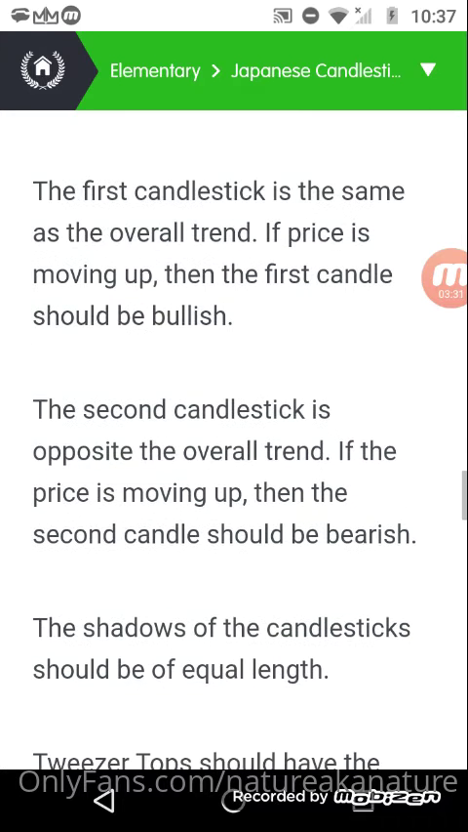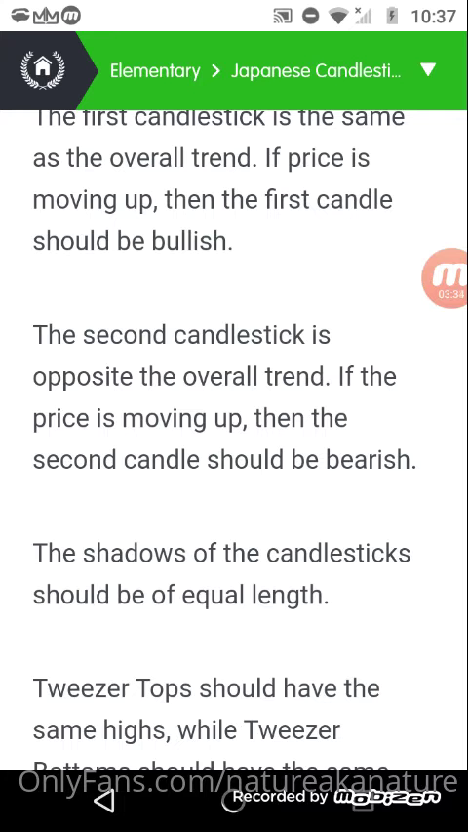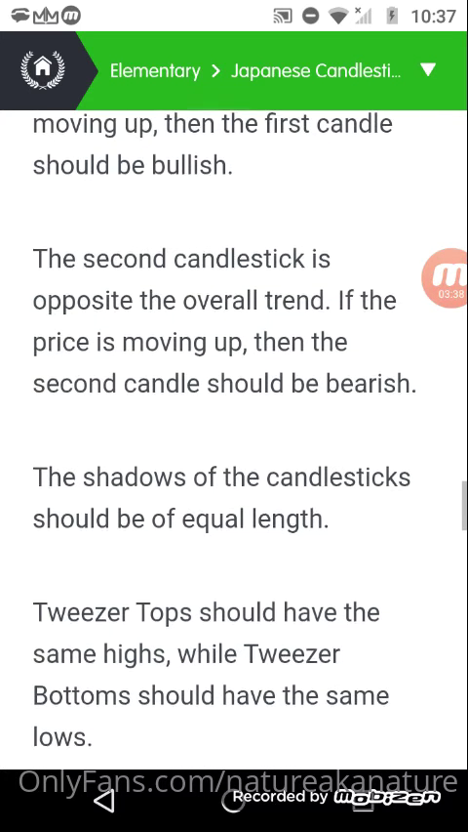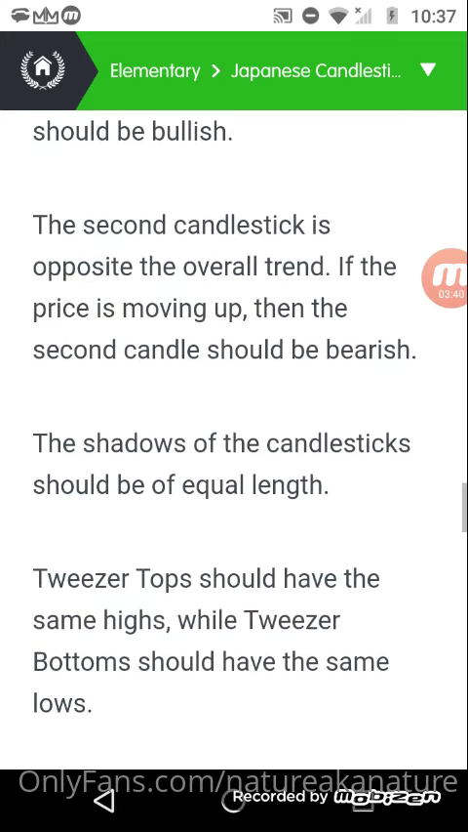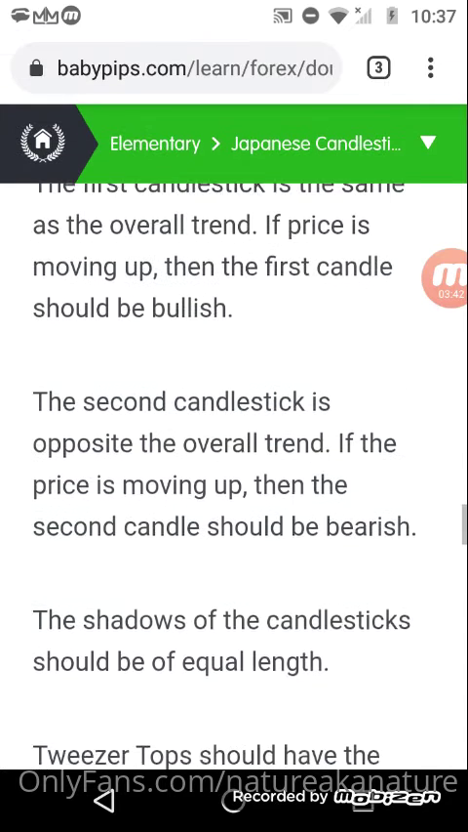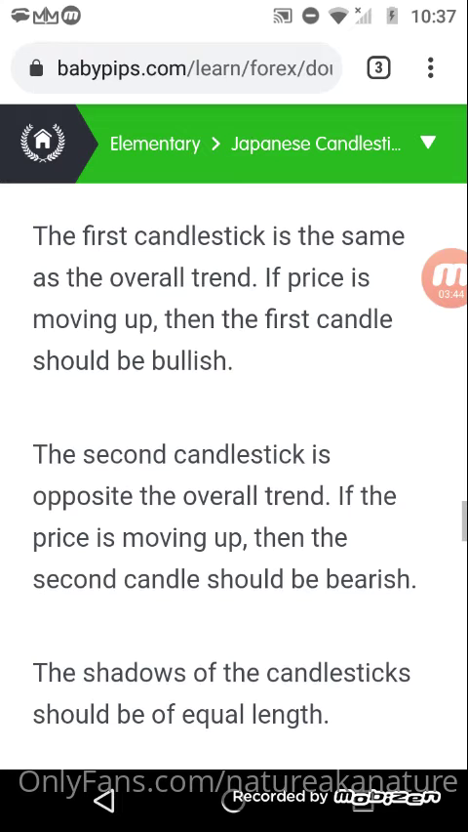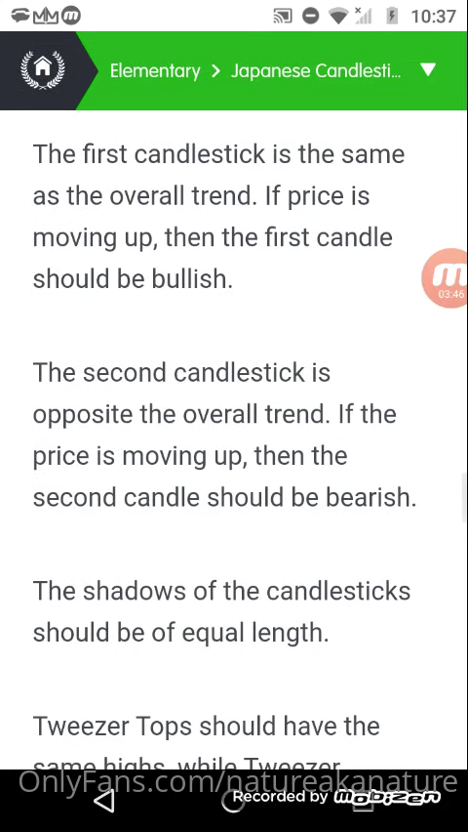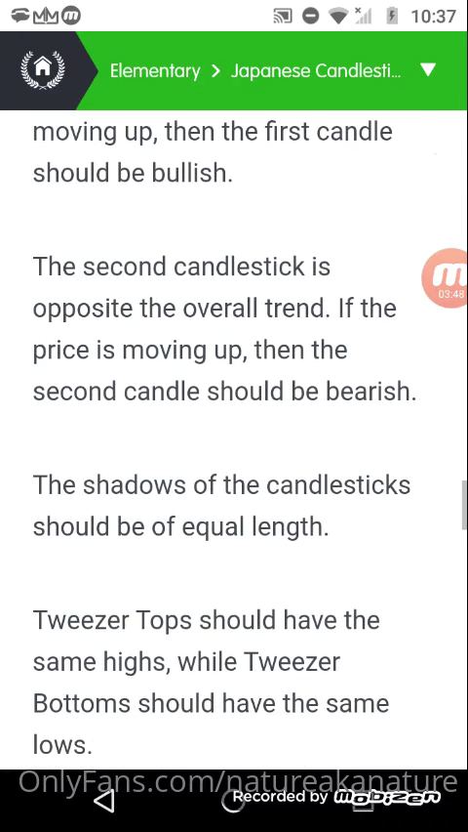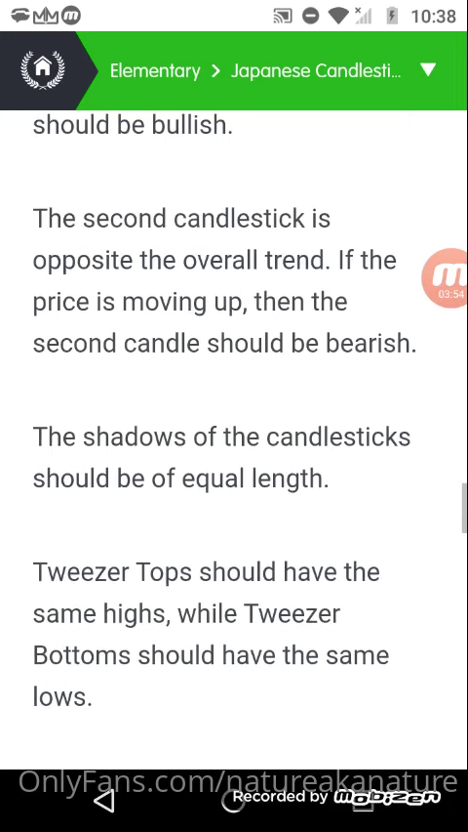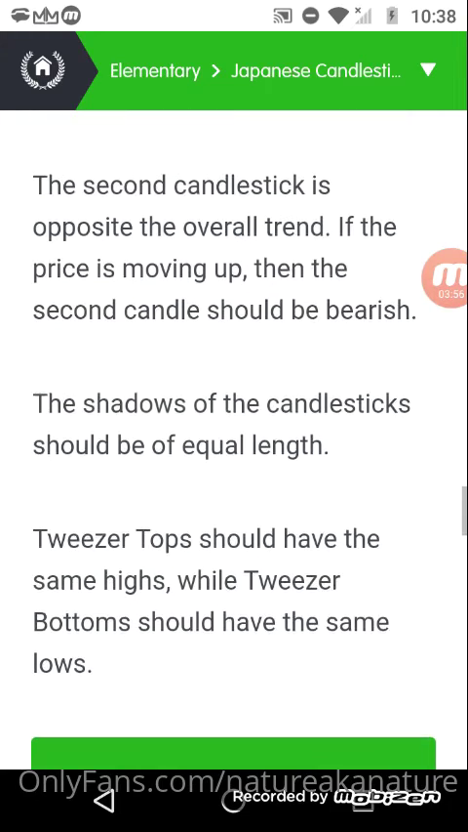So these are the two candlestick patterns that you really want to see. We're going to go over triple candlestick patterns too, and I also still want to go over a few single candlestick patterns that I'm going to give y'all in other videos. So, tweezer top and tweezer bottom.